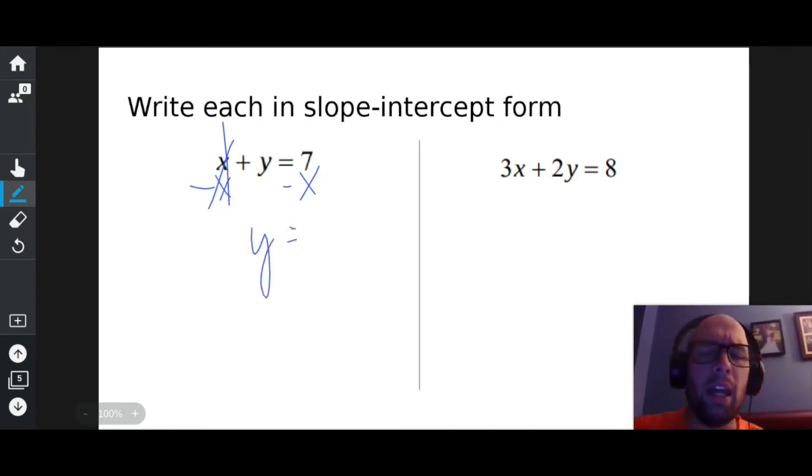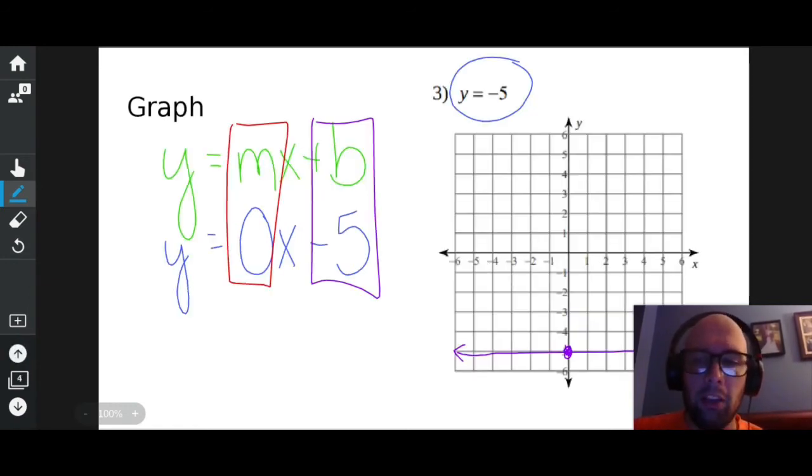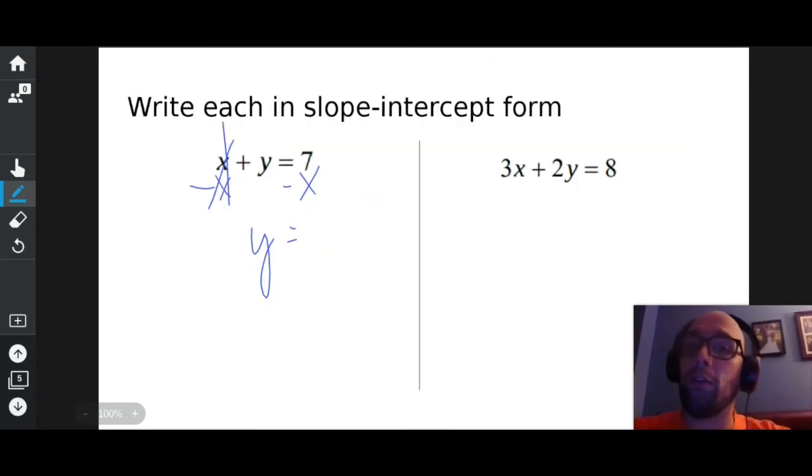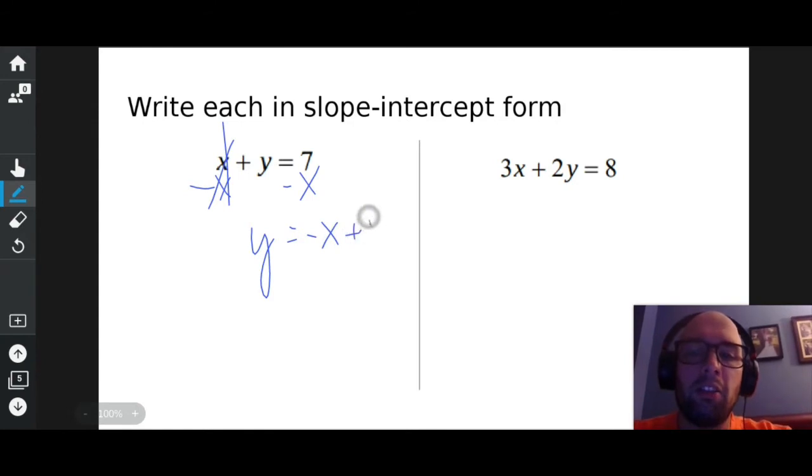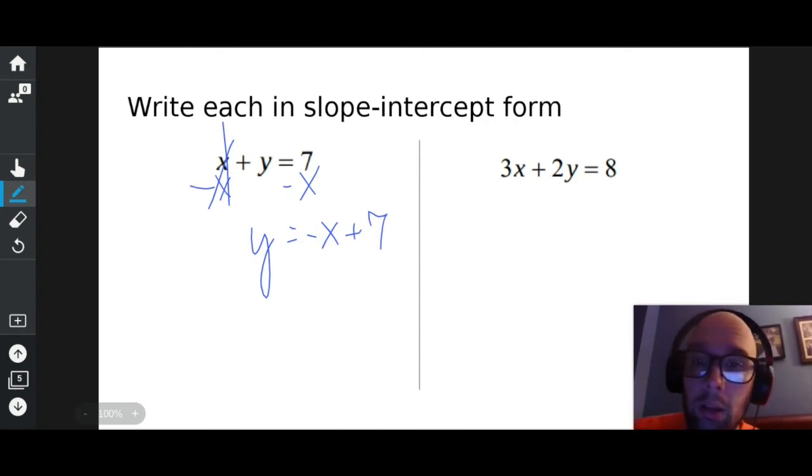Do 7 and negative x combine? No. Slope-intercept form is mx plus b, so I have to put the x part first. So I'm going to write out negative x plus 7. And now it's in slope-intercept form. My slope is negative 1, and my y-intercept is 7.